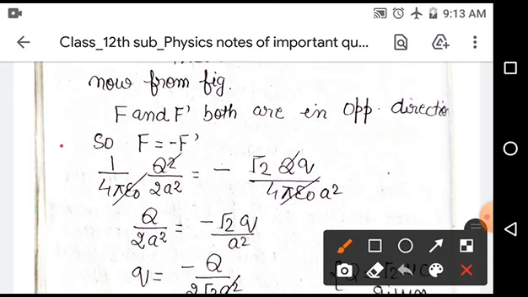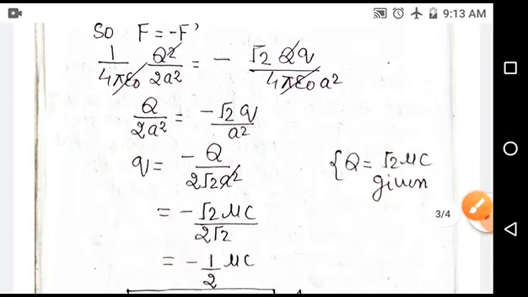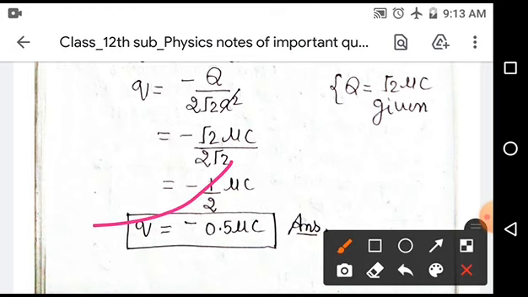Now, from the figure it is clear that the two forces F and F dash both are working in the opposite direction, and they are equal in magnitude. That means we can put F is equal to minus F dash. So on putting the values of F and F dash, and on solving these values, we will get the required value of charge Q, and it will be Q is equal to minus 0.5 microcoulomb, because capital Q is given as root 2 microcoulomb.